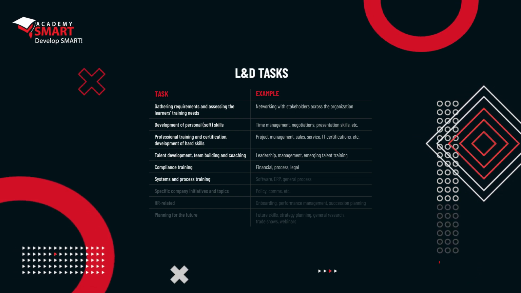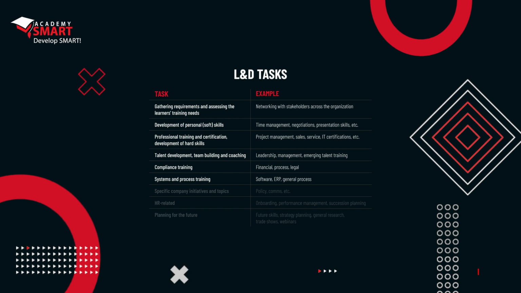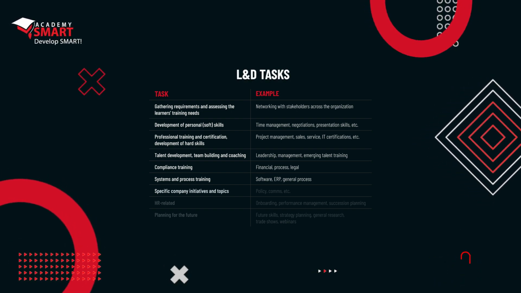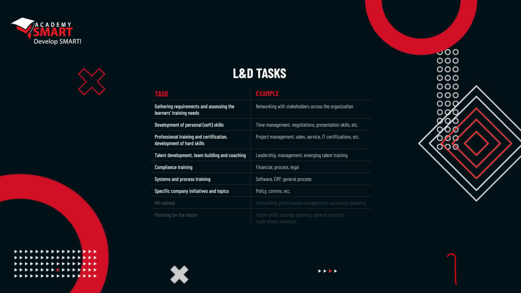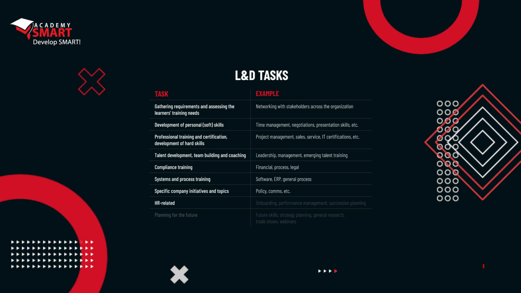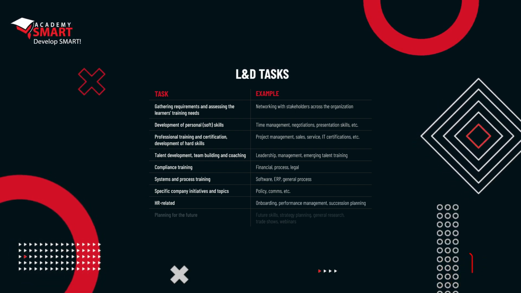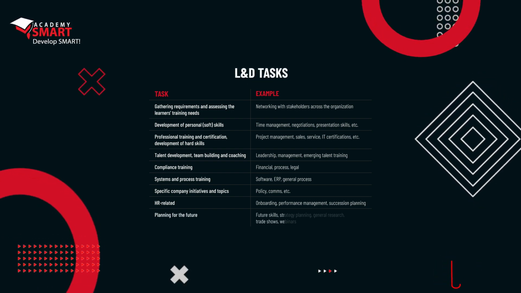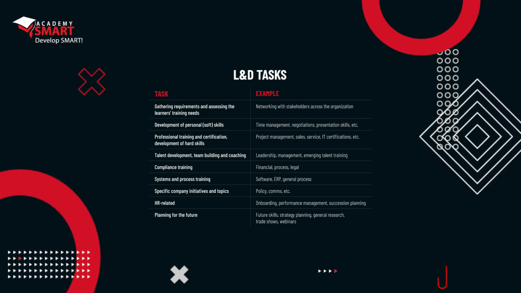Systems and process training, software, ERP system, or general processes. Specific company initiatives and topics, like policies, comms, etc. HR-related tasks, like onboarding, performance management, succession planning, or others. And planning for the future. Future skills, strategy planning, general research, trade shows, or webinars.